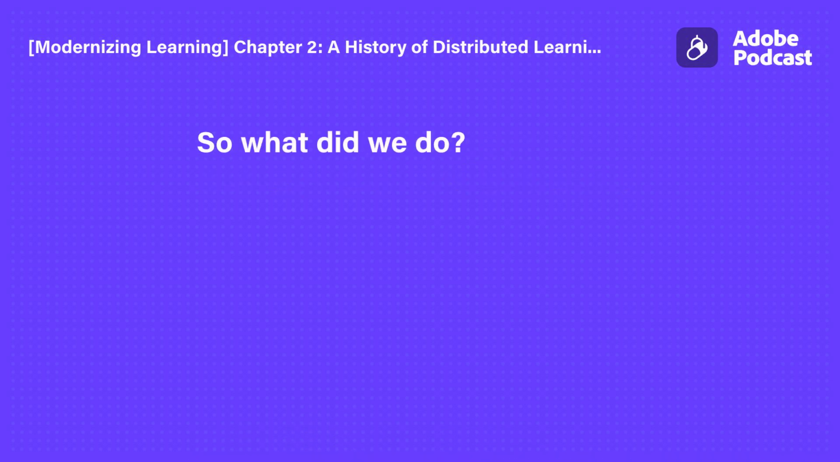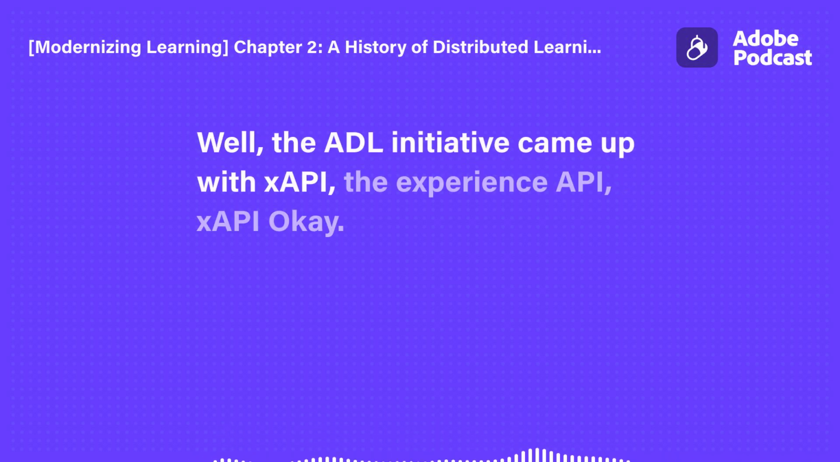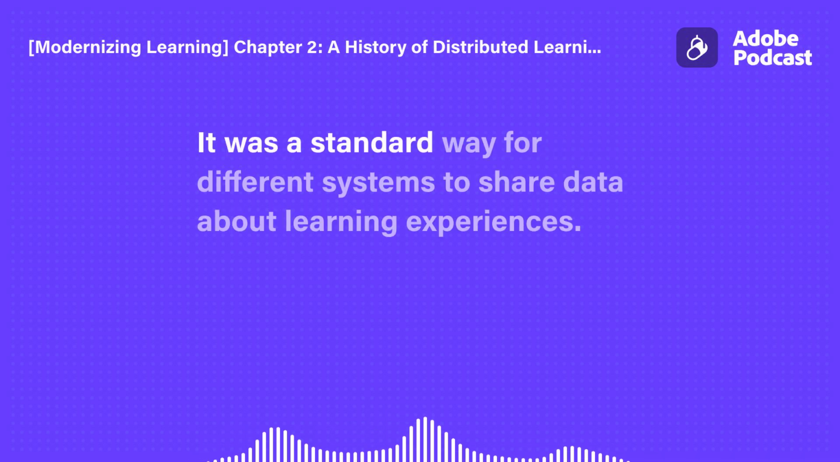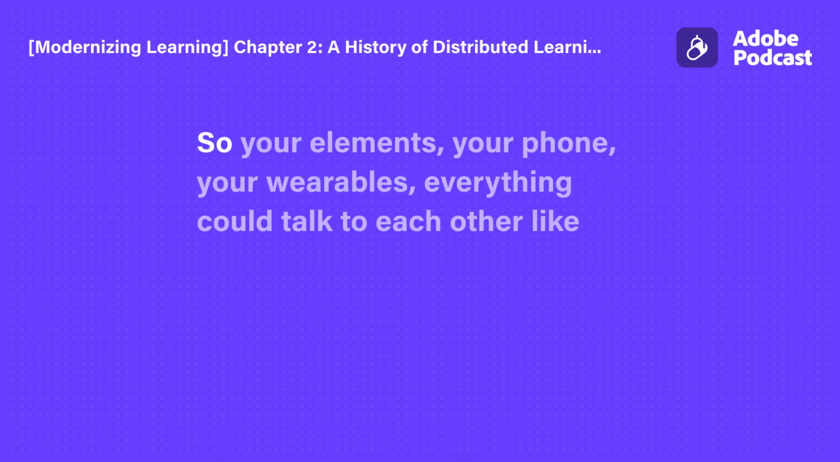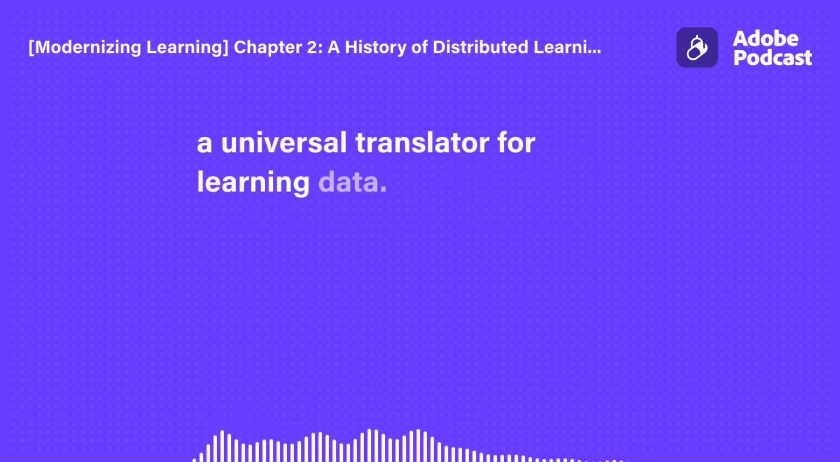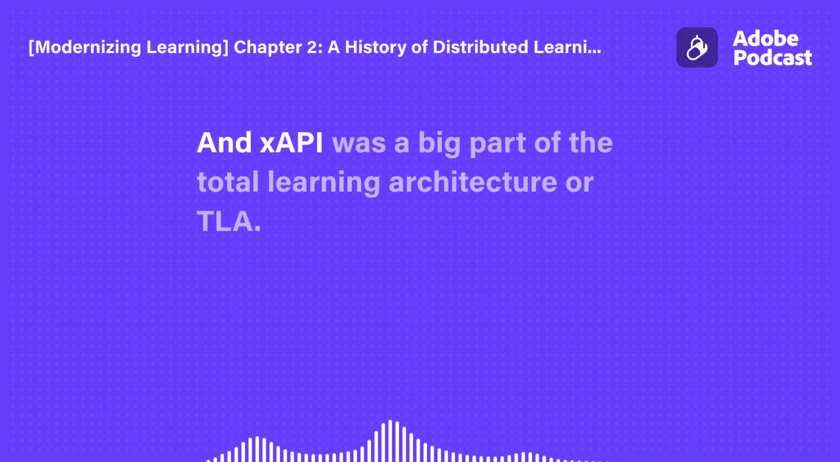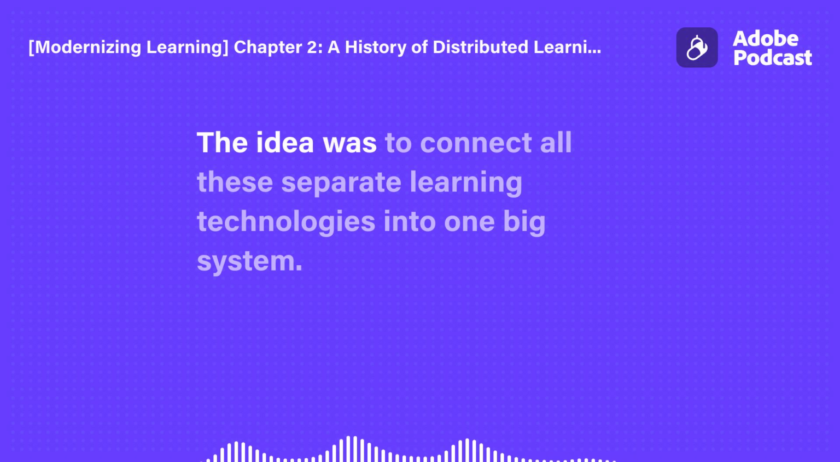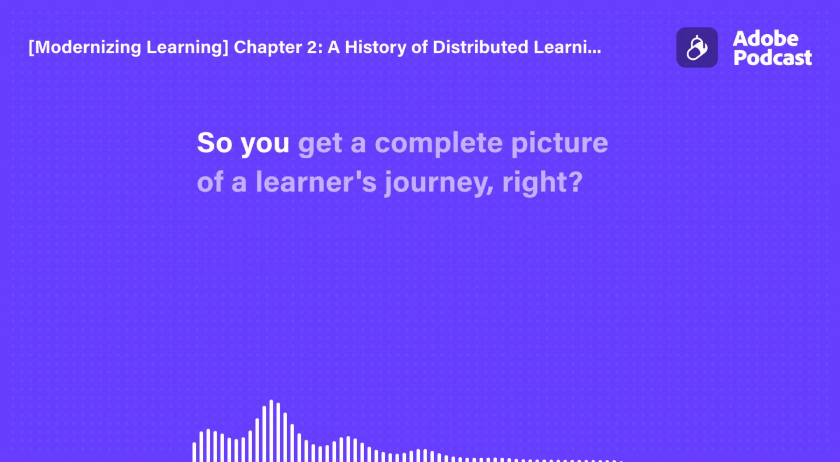Right. So what did we do? Well, the ADL initiative came up with xAPI, the Experience API. xAPI. Okay. It was a standard way for different systems to share data about learning experiences. So your LMS, your phone, your wearables, everything could talk to each other. Like a universal translator for learning data. Exactly. And xAPI was a big part of the Total Learning Architecture, or TLA. The idea was to connect all these separate learning technologies into one big system. So you could get a complete picture of a learner's journey.